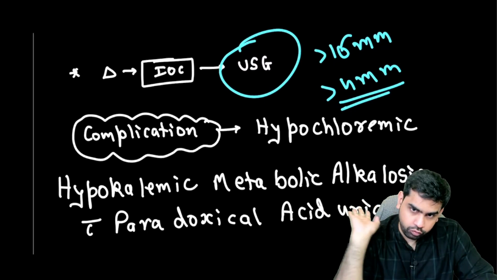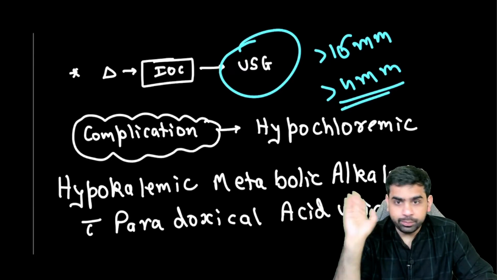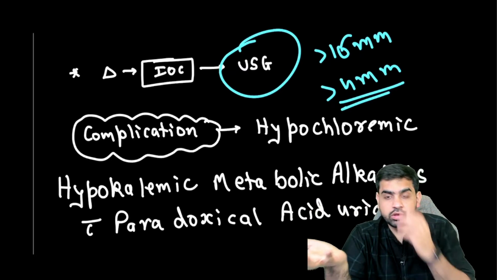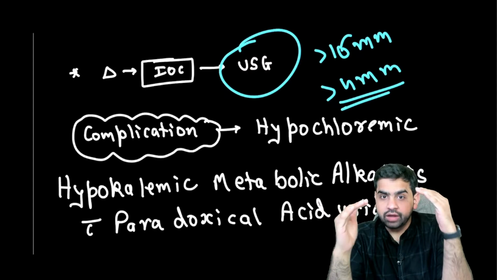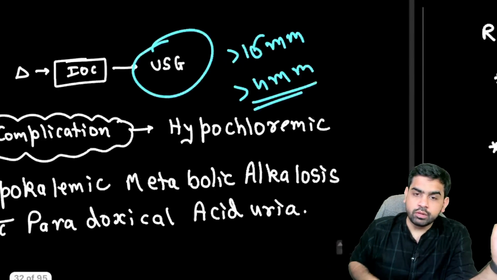I'm pretty sure that you guys know this. If you don't, please do remember this. Very, very important. So what is the metabolic picture here? It is a hypochloremic, hypokalemic, metabolic alkalosis with paradoxical aciduria.